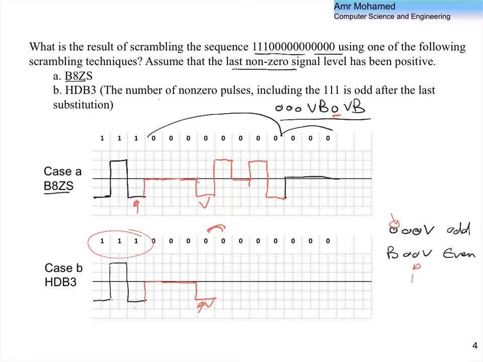So it becomes B, and then 0, and then 0, and then V. And then the 0 ones, those are not 4 consecutive ones. So it becomes 0 0 0. So here we substitute each 4 consecutive ones, okay, not 3.